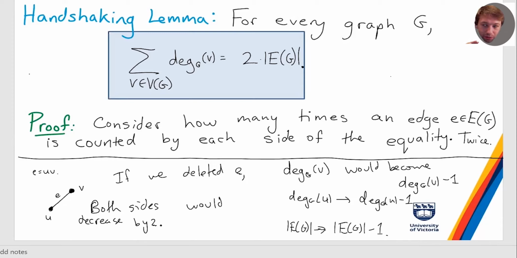So this is a kind of combinatorial proof that these two things are equal, right? Because both sides of the equality count each edge twice, so they count the same thing. Okay, so this is not how I would formally write the proof properly. There's not a lot of room on the slide, but this hopefully gives you the idea.